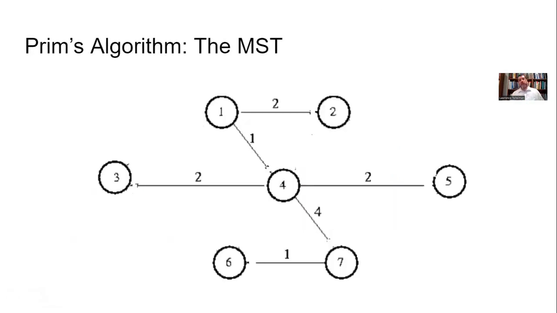So this is what I'm left with. If I look at all the connections I actually use, this is the spanning tree, which is also a minimum spanning tree. And you could also talk about the total cost. So it's going to be 2 plus 1 plus 2 is 5, plus 2 is 7, plus 5 is 12.